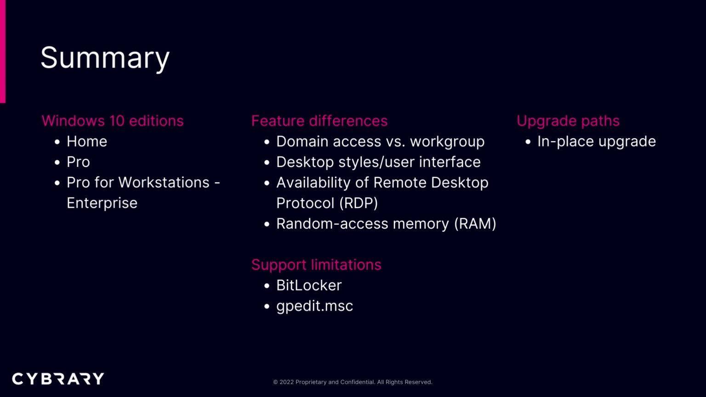Okay, so that was just an intro and a jump into the Windows 10 operating system. We'll be covering that in a lot of other lessons. In this lesson, we talked about the Windows 10 editions that you will need to know for the CompTIA A+ exam: the Home, the Pro, Pro for Workstations, and the Enterprise. We talked about the feature differences as far as being able to access a domain versus a workgroup. We talked about the other features that came with those programs.